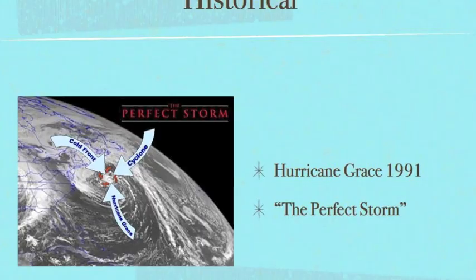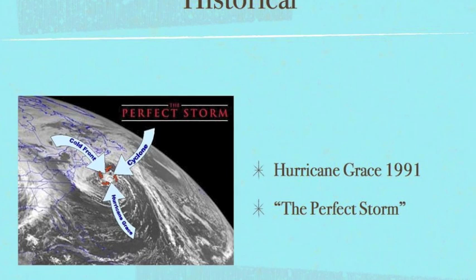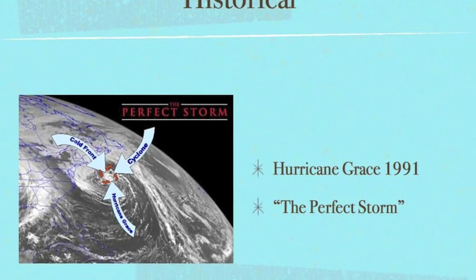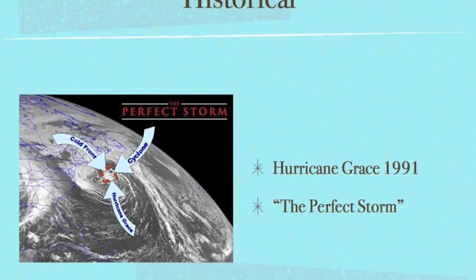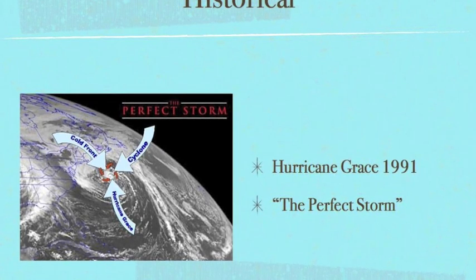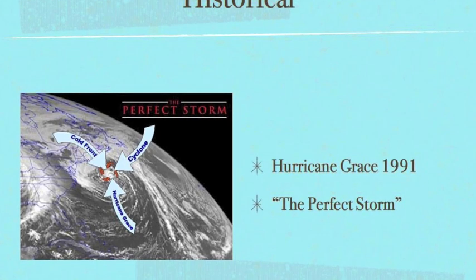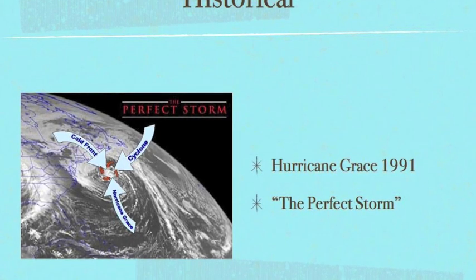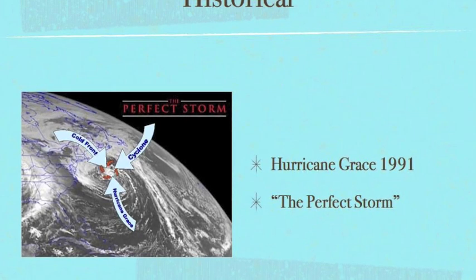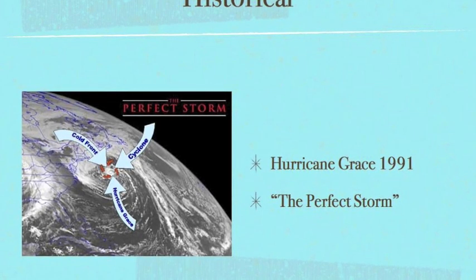A famous historical cyclone occurred in 1991. There was a Category 2 hurricane named Grace, which has now been nicknamed the perfect storm. The reason this relatively small hurricane became so powerful is because it formed alongside a tropical cyclone and a cold front, which created a large storm with high waves and several coastal damages to the eastern United States.